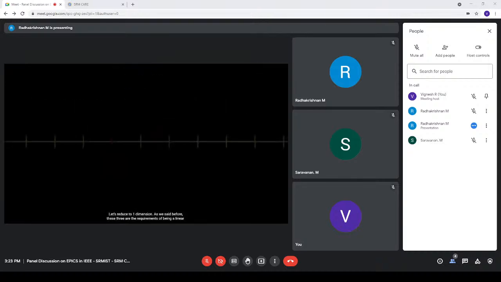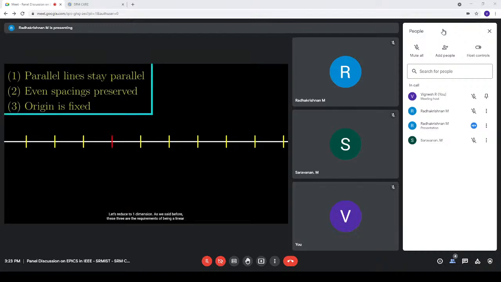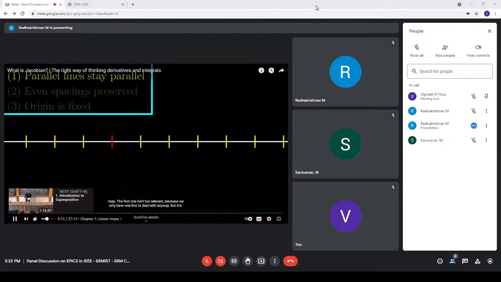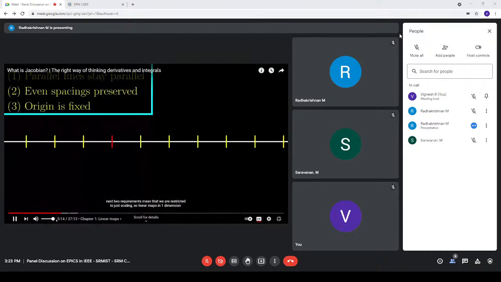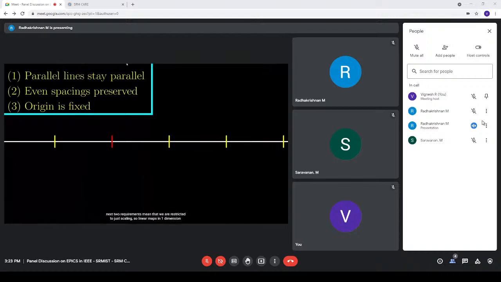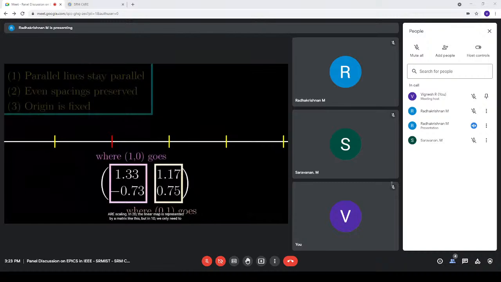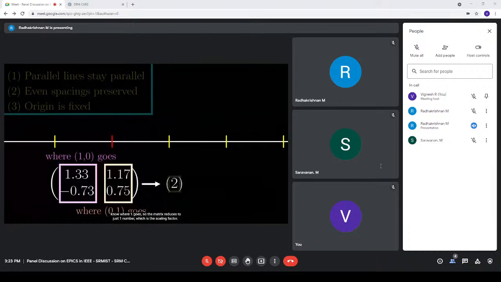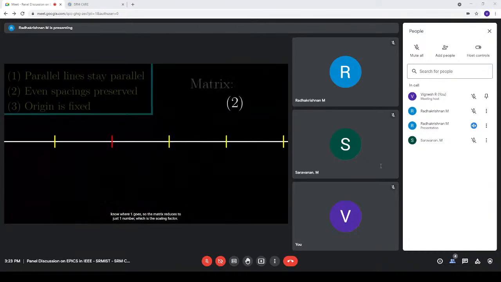Let's reduce to 1 dimension. As we said before, these 3 are the requirements of being a linear map. The first one isn't too relevant because we only have 1 line to deal with anyway. But the next 2 requirements mean that we are restricted to just scaling, so linear maps in 1 dimension are scaling. In 2D, the linear map is represented by a matrix like this, but in 1D, we only need to know where 1 goes, so the matrix reduces to just 1 number, which is the scaling factor.